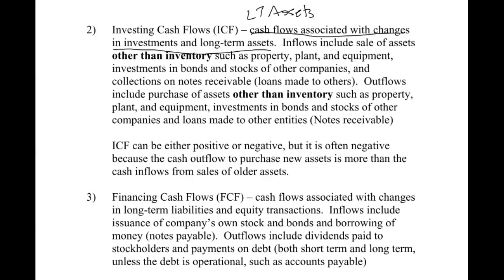Then it says collections on notes receivable, which are loans made to others. In the problems you do, you will always see something with property, plant, and equipment. You may see an investment. You're less likely to see that third one.